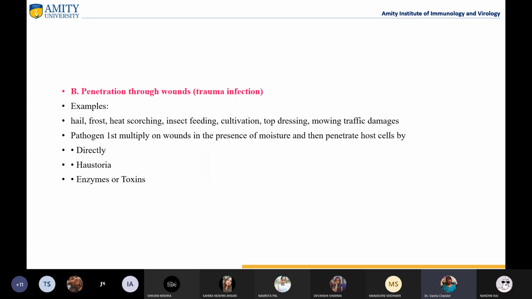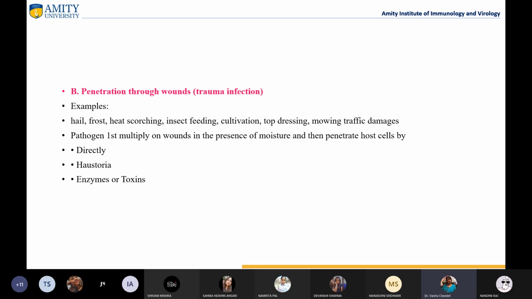Then we have penetration through the wound. This is a very common way. If plants are wounded in any way, they are open for infection to be caused by any bacterial pathogens, fungal pathogens also, and viral pathogens also. For example, wounds can be caused by hail, frost, or heat scorching, or insect feeding, right? So there are different ways by which a plant can be wounded, right?